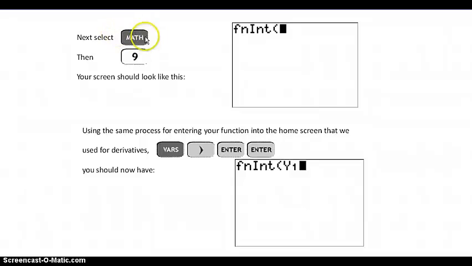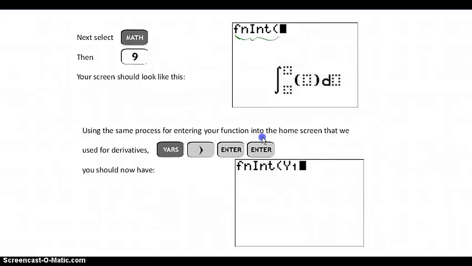Then select the math button. It was the same button that we pushed to find nDeriv, but this time instead of choosing 8, we're going to choose 9, because that's going to put fnInt with an open parentheses in our home screen. So this says take the definite integral of whatever function that we put here.